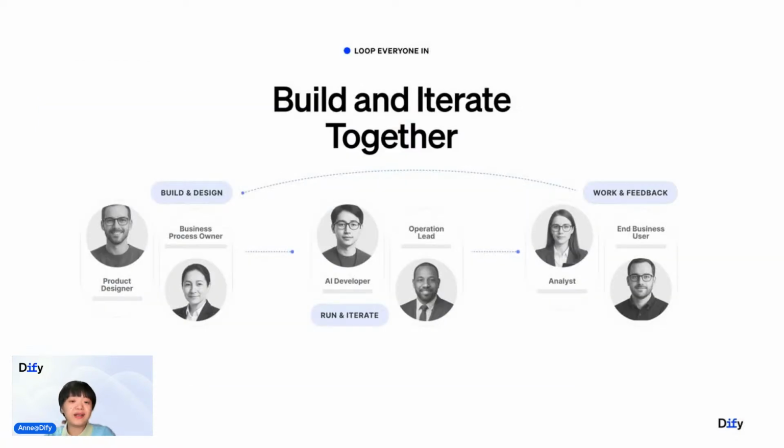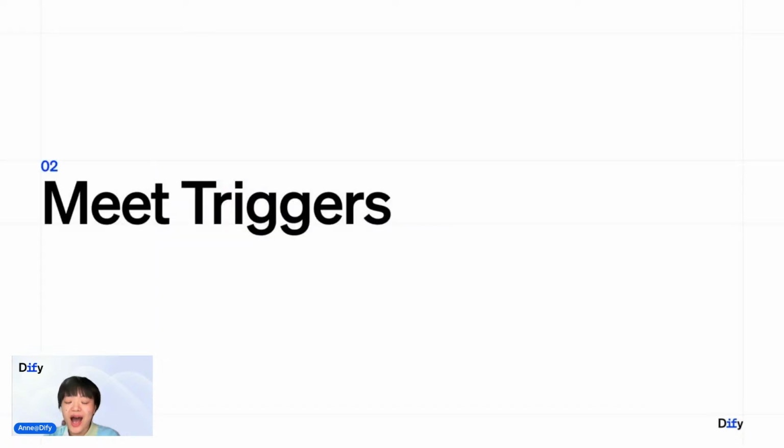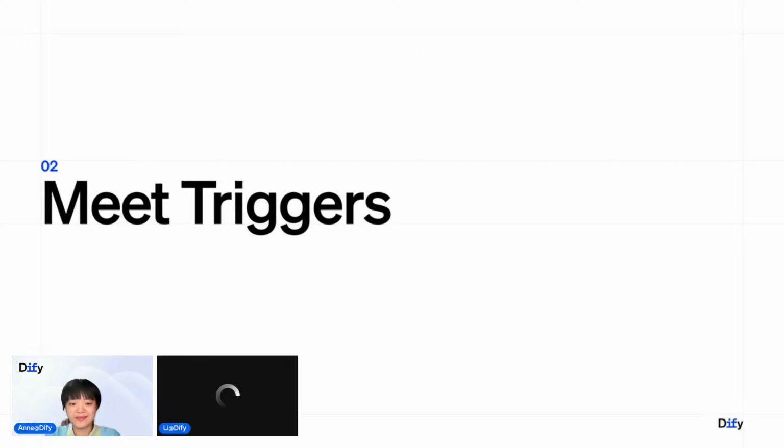In Dify, we believe that AI is for everyone. We are here to provide a shared canvas where those know-hows and those know-whats work together smoothly. And today, we will bring you triggers, an automation wave from the top. When you enter Dify today, you can see there are two starting points, and today we will focus on the trigger. And now I'm going to bring Lee back, and he will be walking us through and giving us a brief introduction of different triggers.